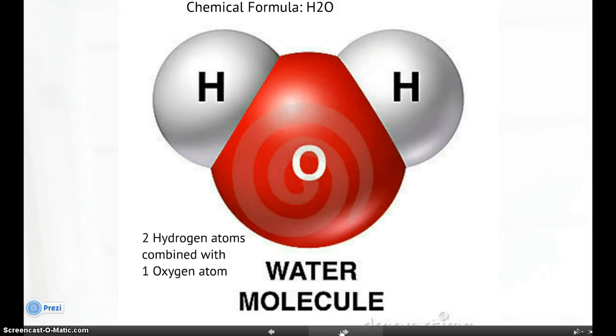Chemical formulas, we will practice learning how to make them and learning what to do with them in Chapter 5. But you can see here they are symbols, the symbol that represents the element, and numbers. The numbers represent how many of that particular element we have.